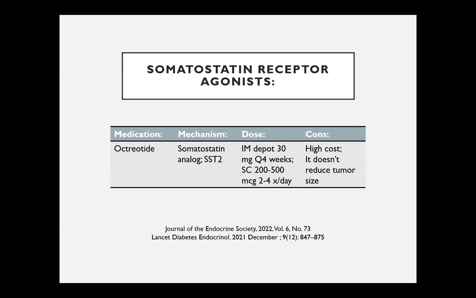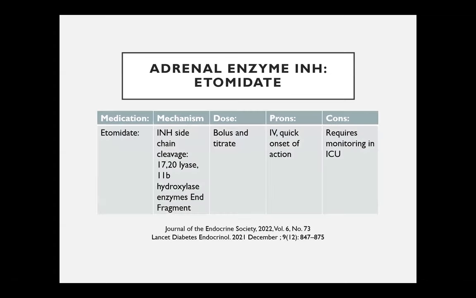Octreotide is another medication, a somatostatin receptor agonist. These medications are used monthly for treatment of neuroendocrine tumors, but they could also help with the ectopic ACTH secretion from some of these tumors. So it has been overall effective, with a positive response. For some other tumors that are not neuroendocrine, it might not have any effect on reducing tumor size, but it could definitely assist in the management and in the secretion of the ACTH.